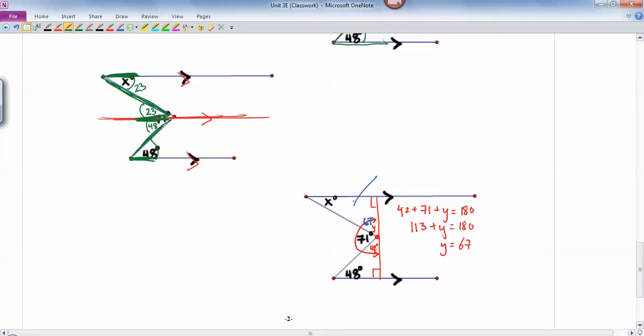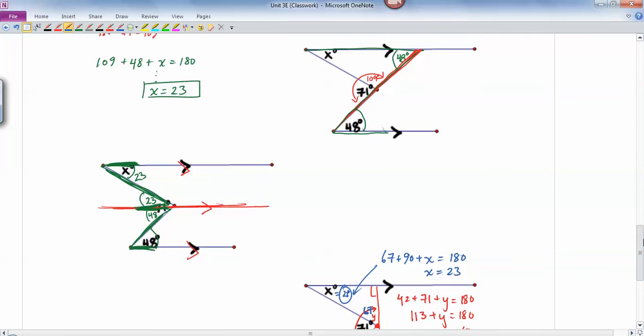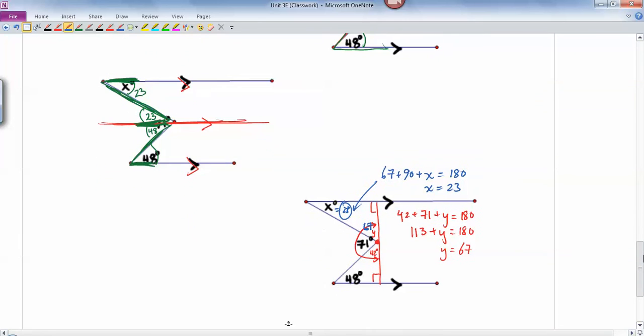And now I've got a triangle up here. So I can do 67 plus 90 plus x equals 180. And if I work that out, I'm going to get x is 23. 23 degrees. So there we go. 3 different ways, all pretty different from each other, but all of them result with x equals 23. All right, I hope that helps a little bit, and I'll see you in class.